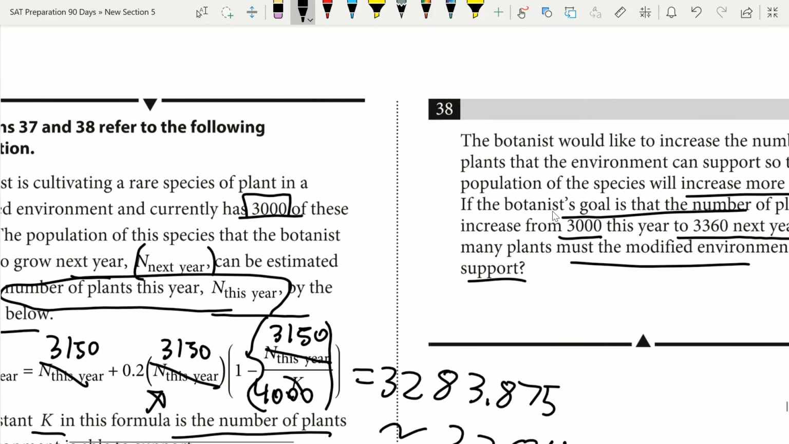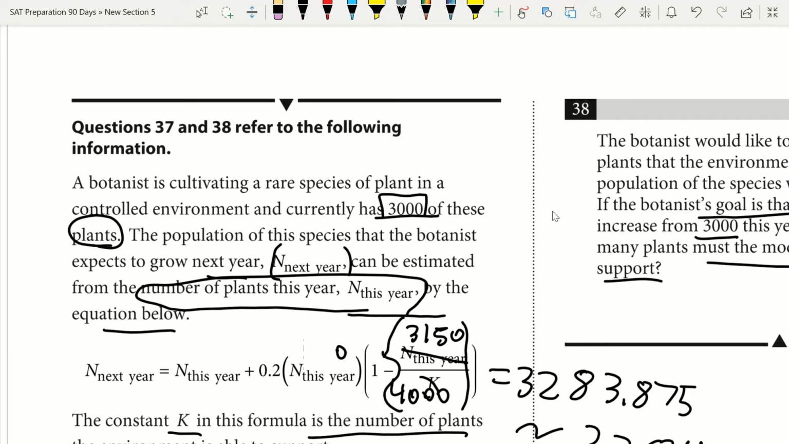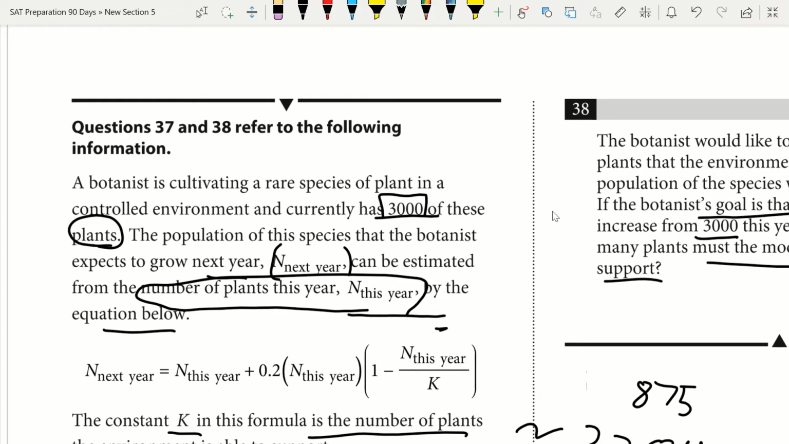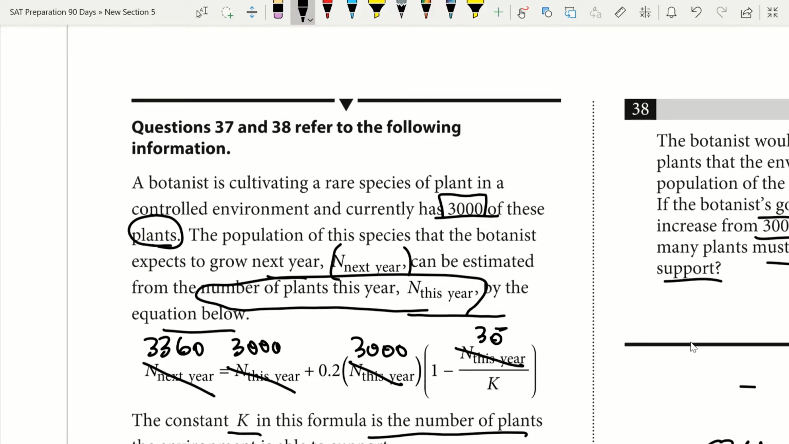Well in this case we know, I'm going to erase this. We know that she wants next year there to be 3,360, right? I'll just quickly check, make sure that's the right number. It is 3,360. So she wants 3,360 next year. We know this year she's got 3,000. Now we got to solve for K.